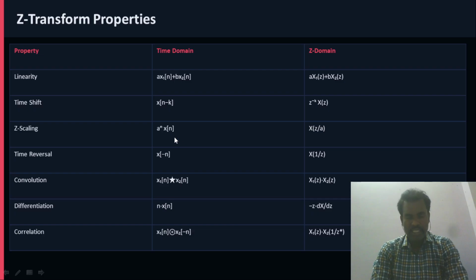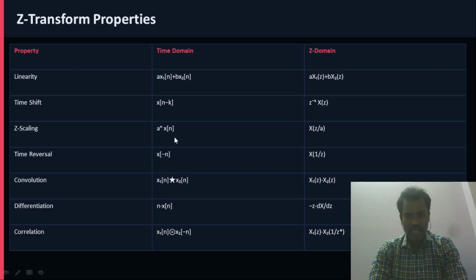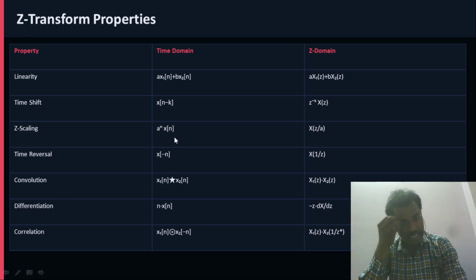What does this differentiation property say? When you differentiate the spectrum with respect to z, the signal is multiplied by its time index n in the time domain. So n into x of n leads to minus z times dX of z by dz.